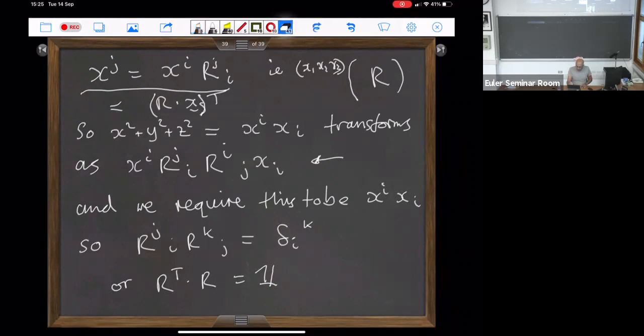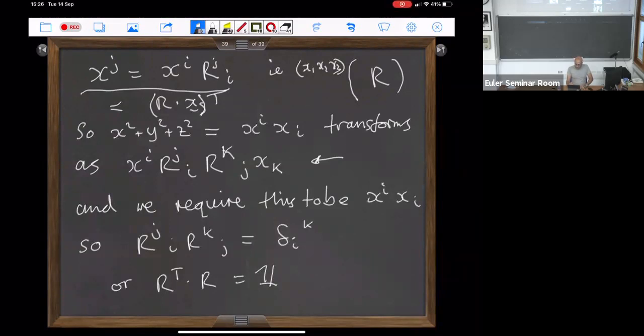So therefore, I've introduced a new label. Summed over labels, you can call them anything you like. I could have chosen any symbol there. But it's important that it's not the same as any other previous symbol that's being summed over.